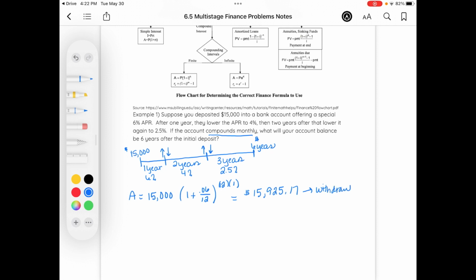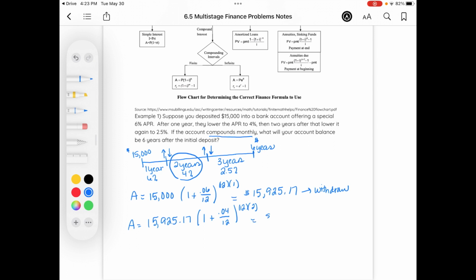This, of course, I'm going to withdraw from this account, figuratively speaking, and put into the 2-year account at 4%. So I'll start off with $15,925.17. Apply that to the compound interest formula now at 4%, compounded monthly, to the power of compounded monthly times 2 years. And this will give me $17,249.24.